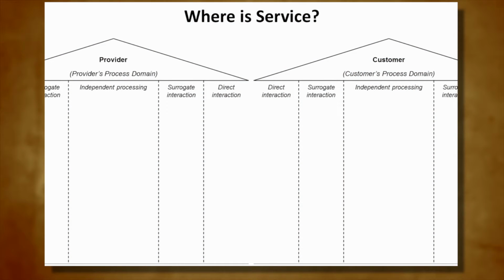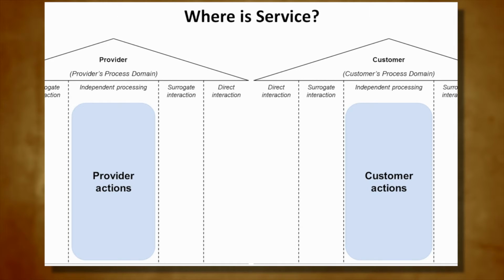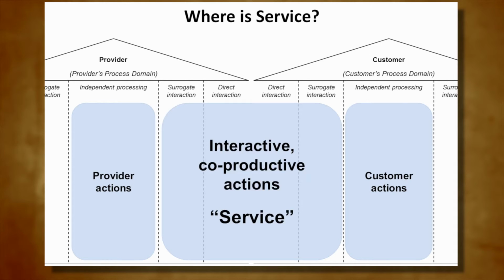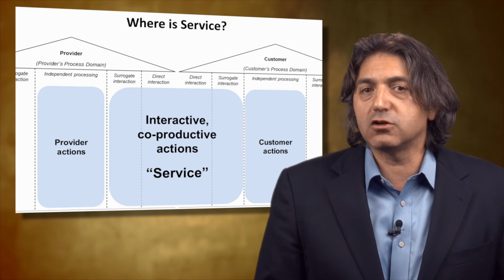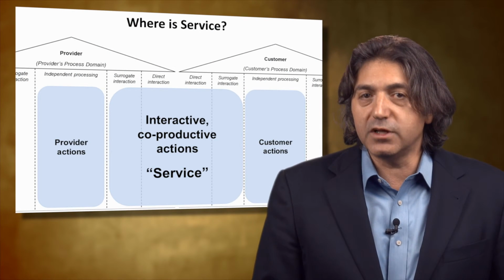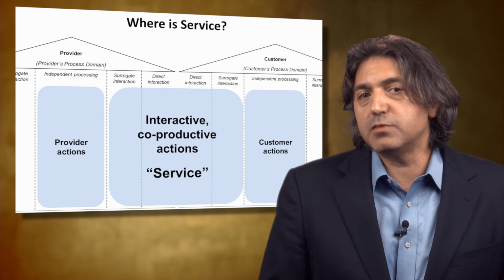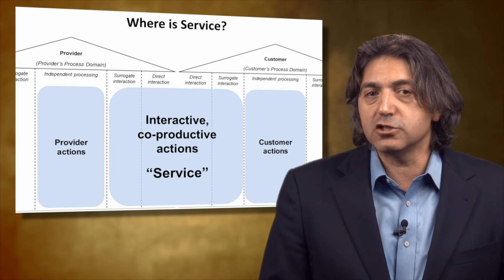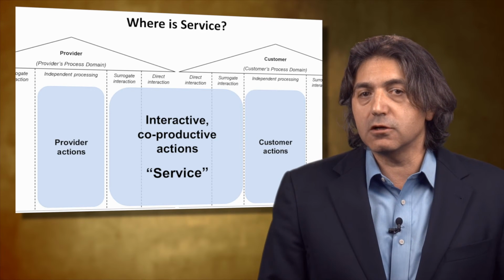Where is the service? Where is the co-productive process in this picture? Well, it should be pretty clear that the entities' independent processes are their own actions, the provider or the supplier on the left and the customer on the right. Those aren't co-productive. The part in the middle here, between the independent processes, that's where the service action is. The provider and customer interact directly, taking the pizza order, giving the pizza order, or they act on one another's behalf with one another's resources or information, making the pizza or waiting for the pizza.